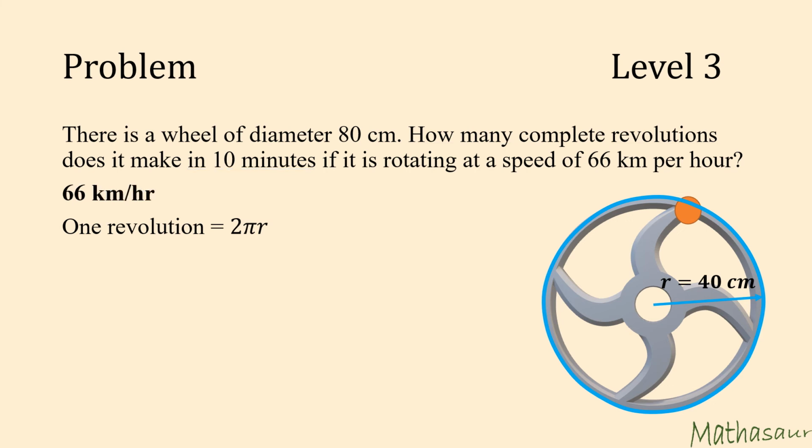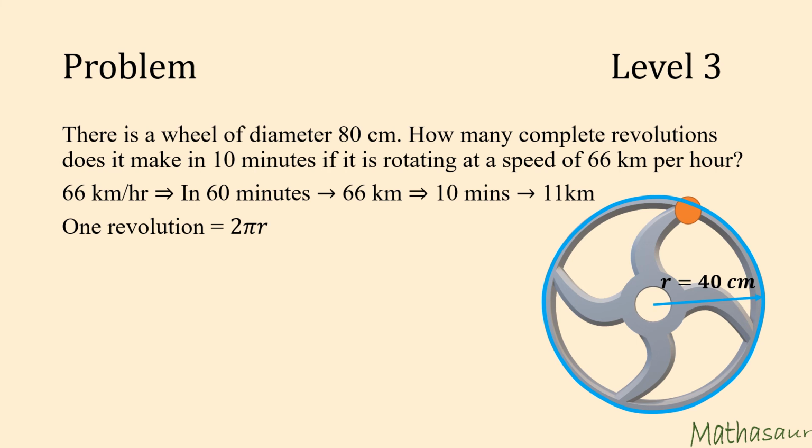Now we know the speed is 66 kilometers per hour. Or we could write that in 1 hour, it is covering 66 kilometers. Or in 60 minutes, it is covering 66 kilometers. So by unitary method, we can see that in 10 minutes, it will cover 11 kilometers. Now we have to find how many revolutions will it do for covering 11 kilometers. So let us first find the distance covered in one revolution. Let us substitute the values of pi and r.